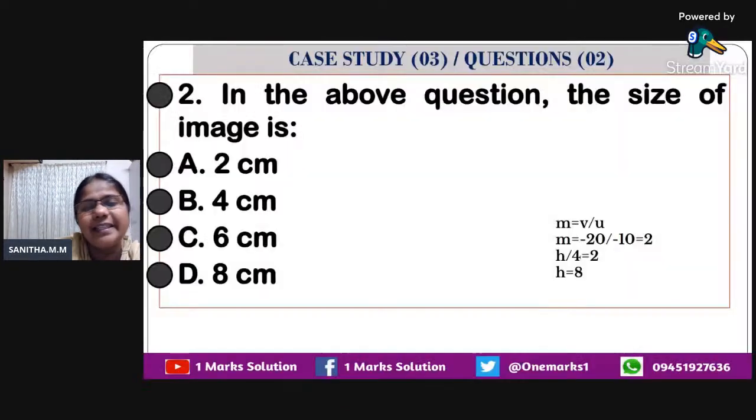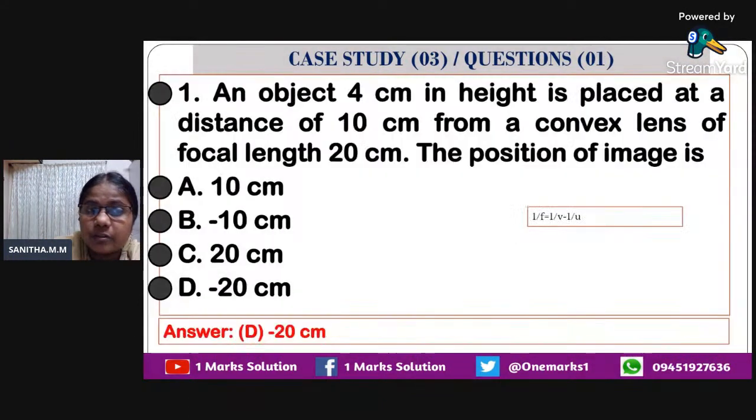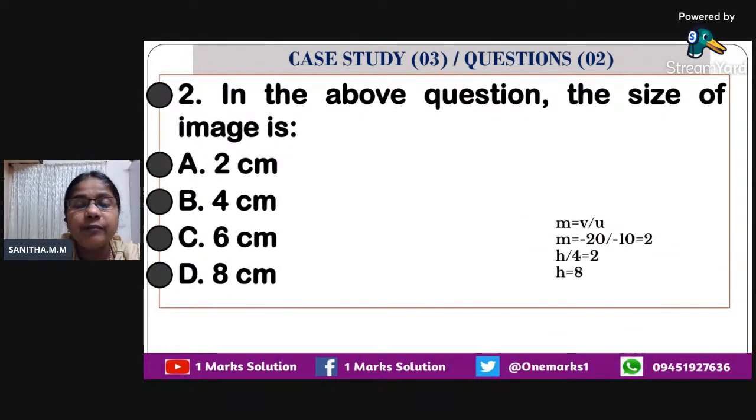So that is option D. Now let us move on to the second one. In the above question, that means the first question, it is written that the object is 4 centimeter height. So we can say HO is 4 centimeter. Then we can find the magnification using this formula. Which formula? V by U.